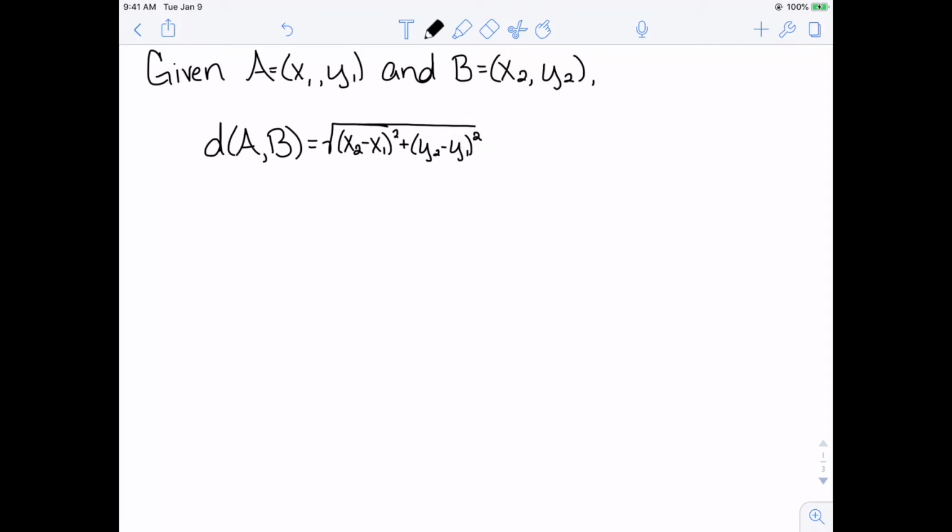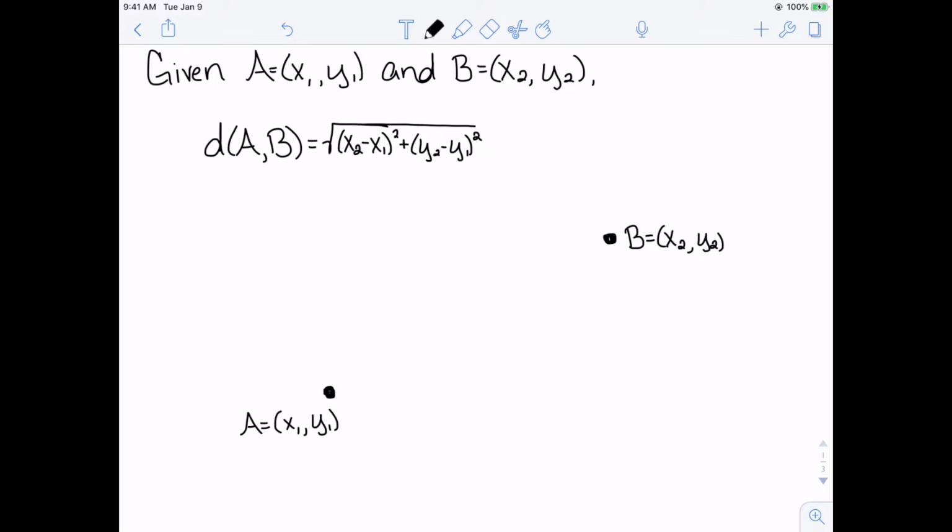Now we want to look at the distance between 2 points. We know that if we have a point A, (x1, y1), and B, (x2, y2), the distance between them is given by the square root of (x2 minus x1) squared plus (y2 minus y1) squared. But where exactly does this formula come from?